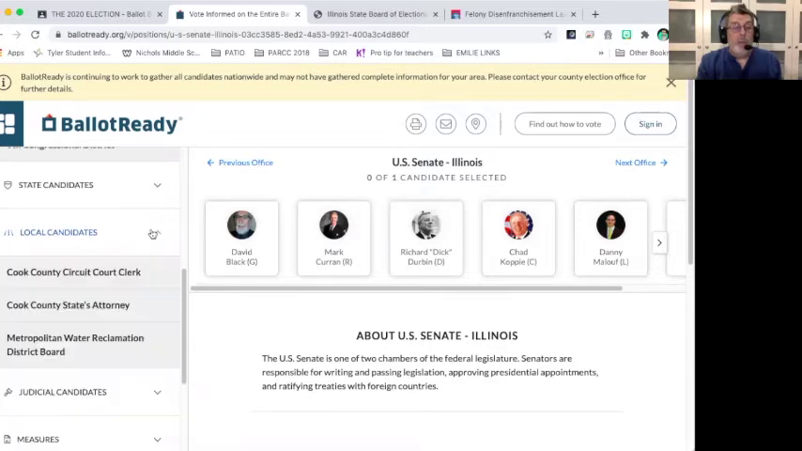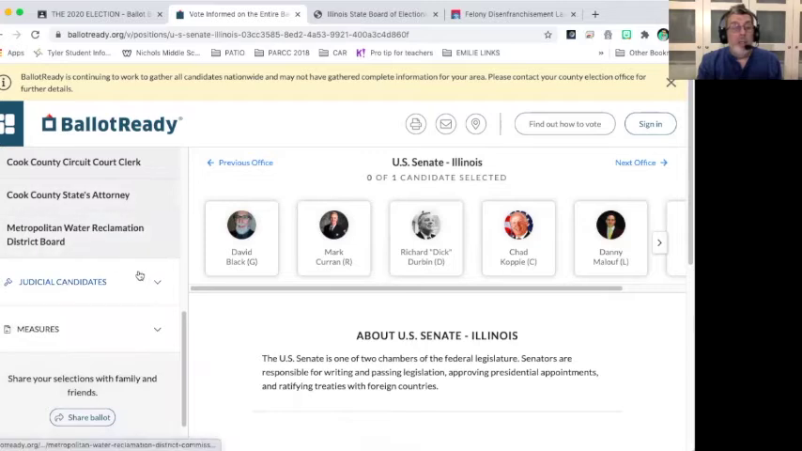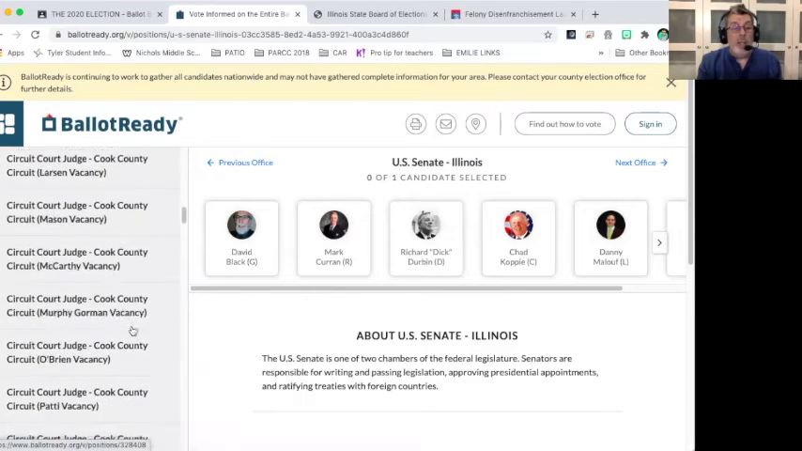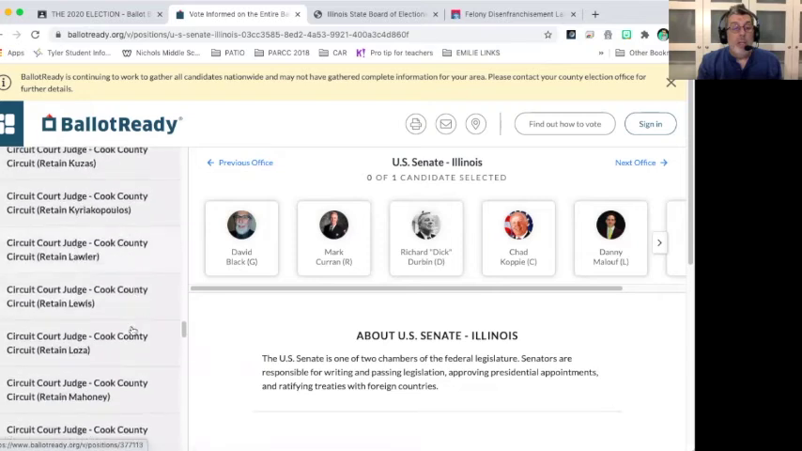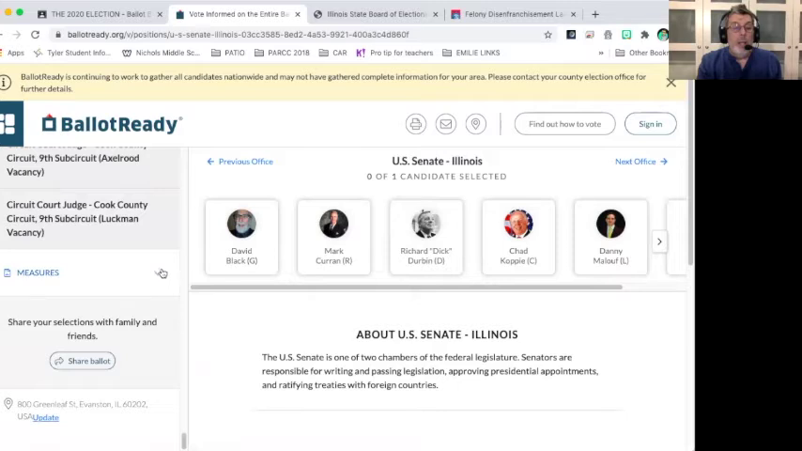There's a number of local candidates that are running, which you can click on these to find out. There are a number of judicial candidates. I think there's 48 in total in Cook County that are looking to be reaffirmed or elected. And then here we come to ballot measures. So really all the way on the bottom is the ballot measures.